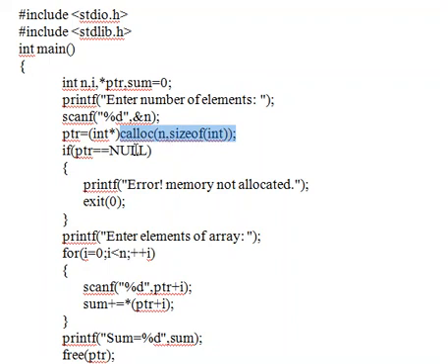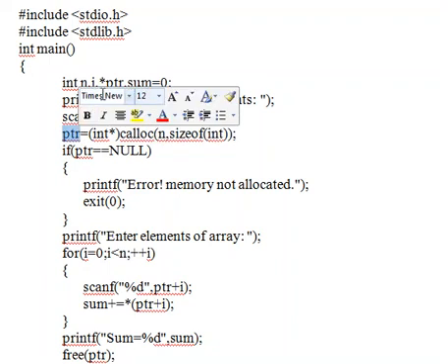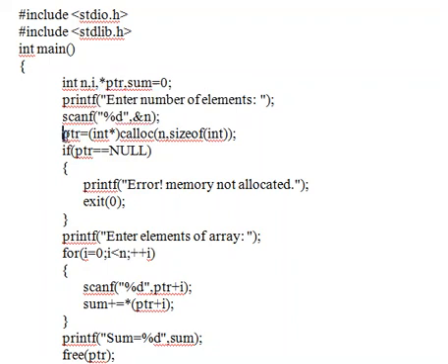So this calloc function allocates 5 memory slots. Each slot size is 2 bytes. So it allocates a total of 5 into 2, 10 bytes of memory, in 5 slots. Each slot size is 2 bytes. And that memory's starting address will be allocated to this pointer variable ptr. Ptr is the pointer variable, so to this pointer variable we are allocating the starting address of the memory.